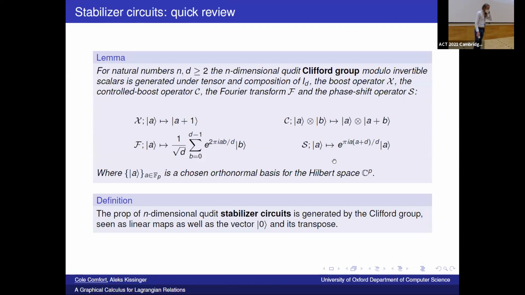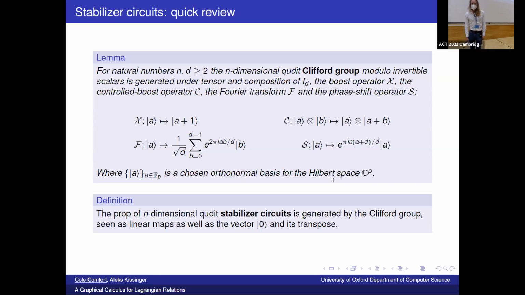Okay, so that's the reason why you'd use affine Lagrangian relations in electrical circuits, but there's also a quantum interpretation. There's a way to see the Clifford group as being represented projectively by these generators. This is the boost operator X, the generalization of the NOT gate. And this is the controlled boost operator: you take a basis element and do nothing on the first and add it on the second. The Fourier transform, and then the phase shift gate. These, seen as matrices, altogether generate the Clifford group up to scalars.